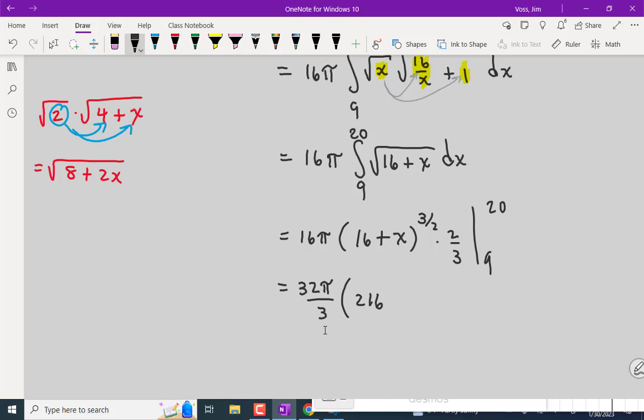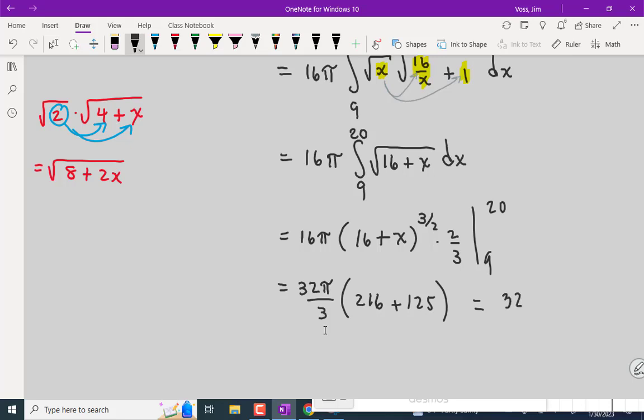Plug in the 9. That's 25. Square root of 25 is 5. 5 cubed is 125. And that will be our final answer. We have to do a little bit of multiplication.